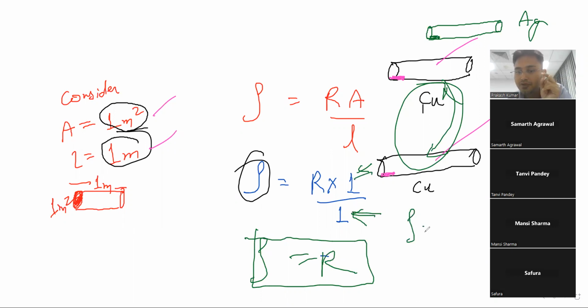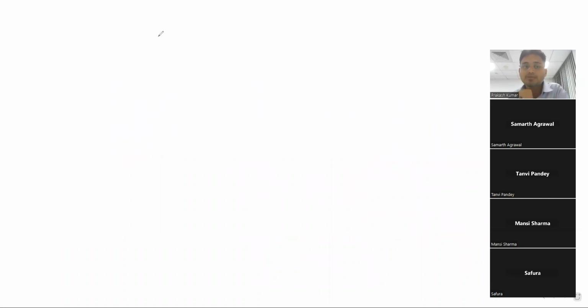If you consider area as 2 and length as 4, then rho will be different. It will become different. So rho is defined only for 1 meter length and 1 meter of cross section area. Then that resistance is called the resistivity of that wire. Now go through the recorded session once, you will understand. I will upload it on YouTube. Now come to the next point.